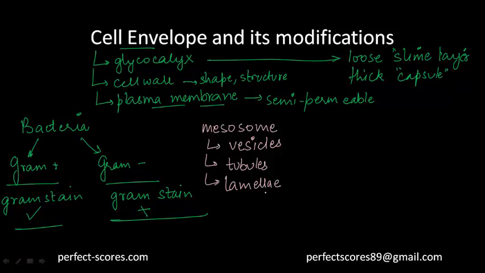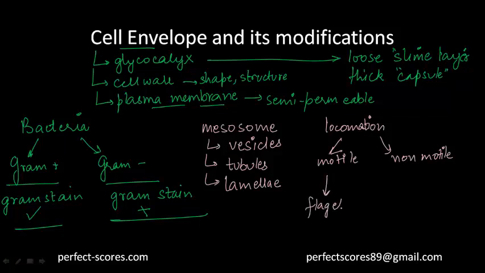Now, bacterial cells can be motile or non-motile depending on their locomotion abilities. So motile means the ones that are capable of movement on their own, and non-motile the ones that are not capable of movement. If motile, they usually have a thin filamentous extension from the cell wall known as flagella that we just did in the diagram.